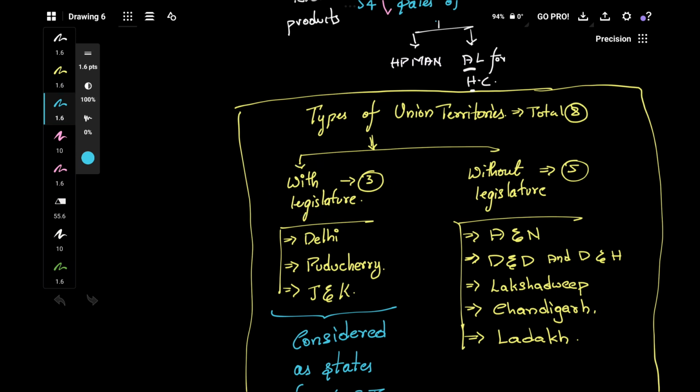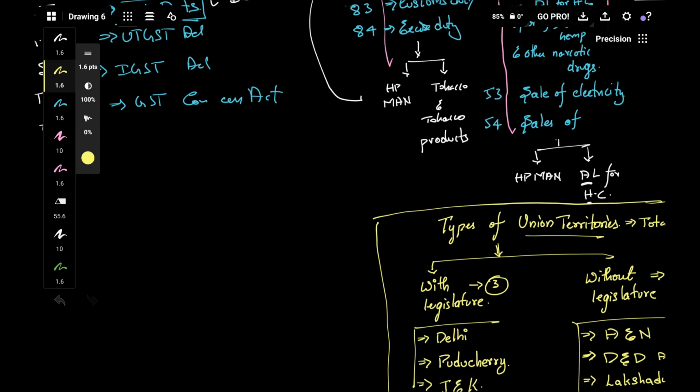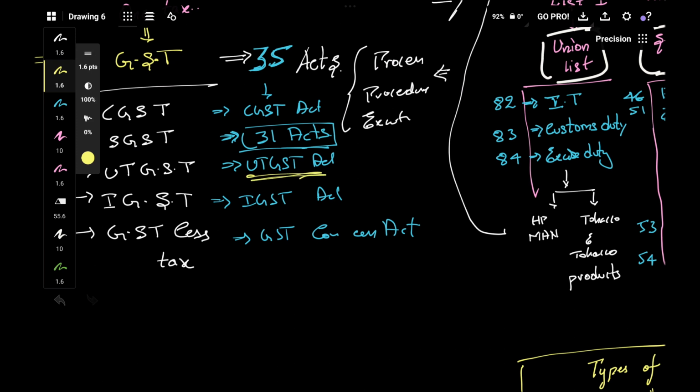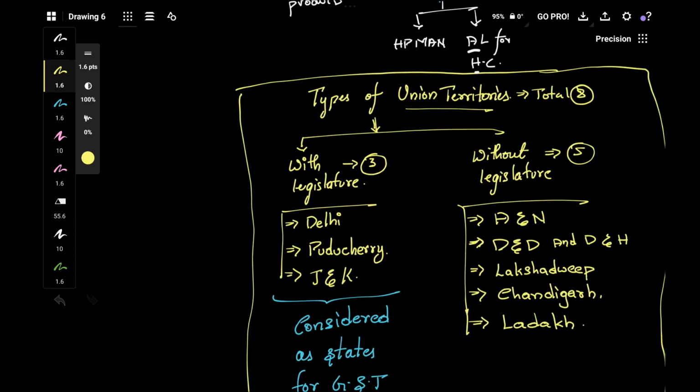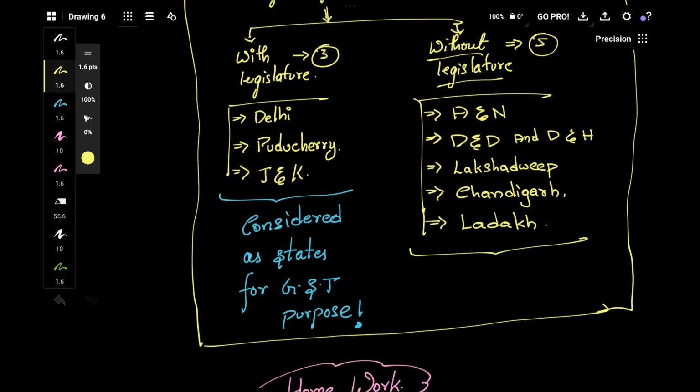So let's come from the beginning. There are union territories basically. For these union territories there is a separate act, only a single act, UTGST, that is nothing but the Union Territory Goods and Services Tax Act. Okay, that's fine. But in these union territories, not all union territories come under this UTGST. There are a total of 8 union territories, but of these 8, only the 5 union territories without legislature will come under this UTGST.